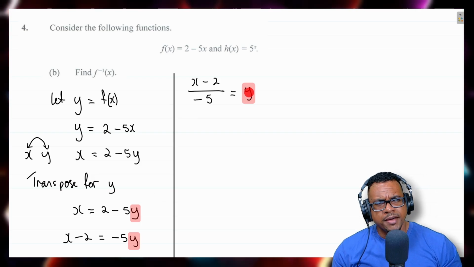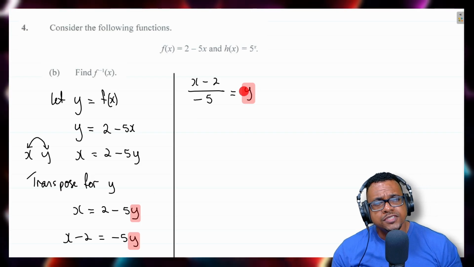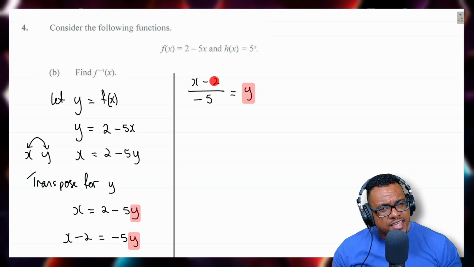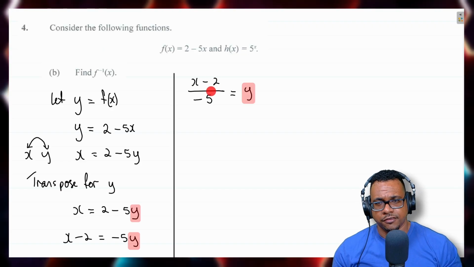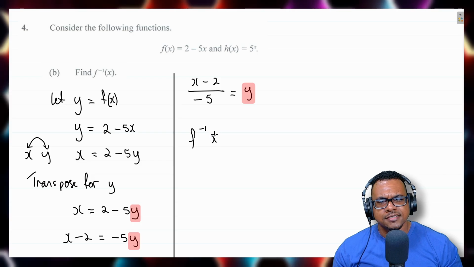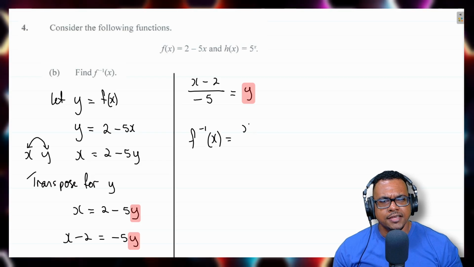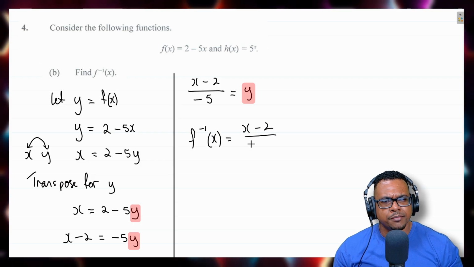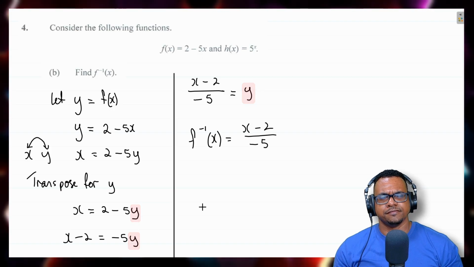And now that we have y by itself, we have transposed for y. Therefore, this here would be our inverse function. So f inverse x is equal to x take away 2 divided by negative 5.